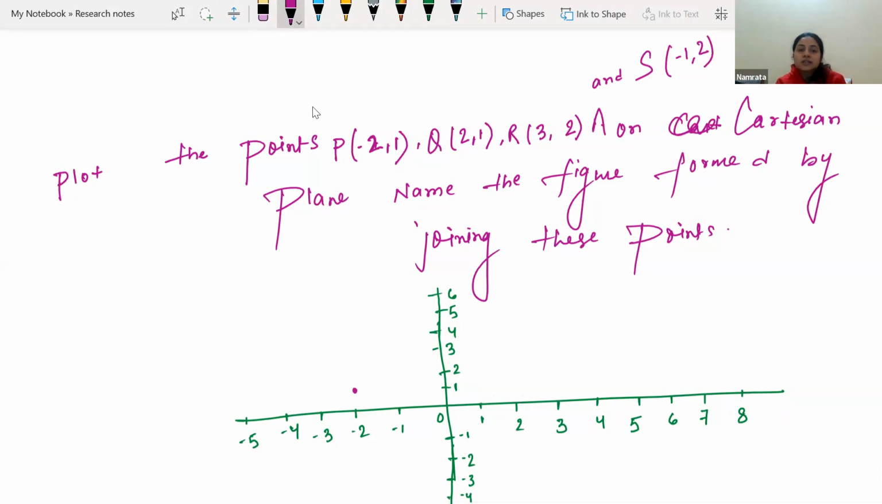So the first coordinate is P, that is negative 2 comma 1. X is minus 2 and Y is 1. Point Q: X is 2 and Y is 1. This is the point Q. Now point R: X is 3 and Y is 2. Here only we are having point R.